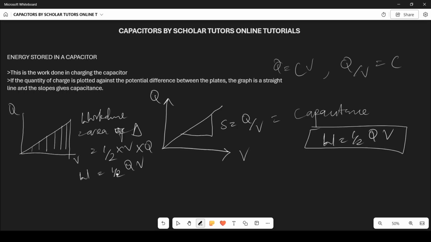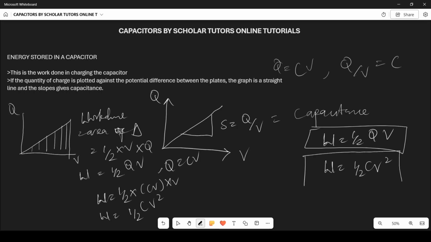But then we can still generate a lot of things from this formula. Since we said Q is equal to CV, we can bring this Q here. So we can say W is equal to 1 over 2 multiplied by, since Q is CV, CV multiplied by V. We get W is equal to half CV squared. You should note this formula, it is important. So W is equal to half CV squared. These are formulas to calculate work done by a capacitor or energy stored in a capacitor.